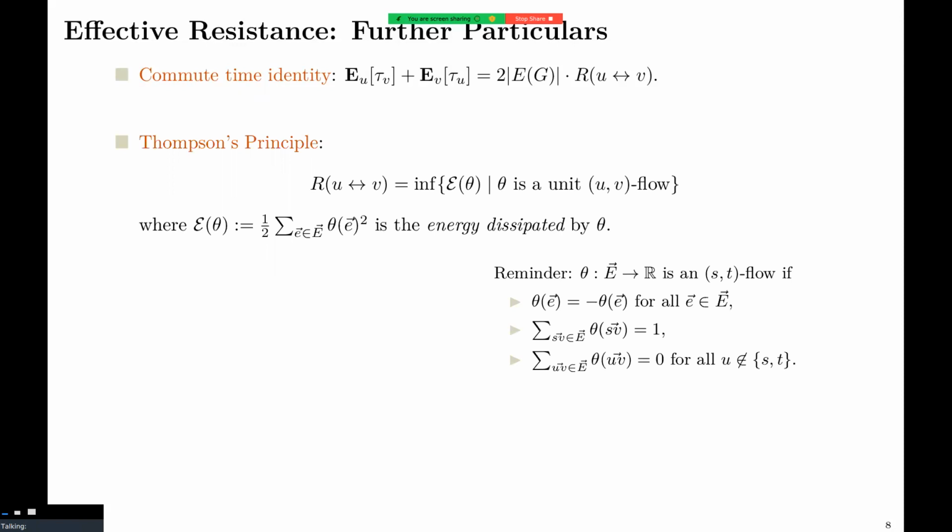What I showed you before didn't look wholly easy to calculate, but there's actually a very elegant mathematical formulation of resistance given by Thomson's principle. You take the infimum over all unit flows from v to u, where a flow is to be interpreted in a sensible way. You can read this and pause it if you wish. Your infimum is over all flows, and you're trying to minimize the energy dissipated by that flow, which is basically just the sum of the squares of the flows going through the edges.